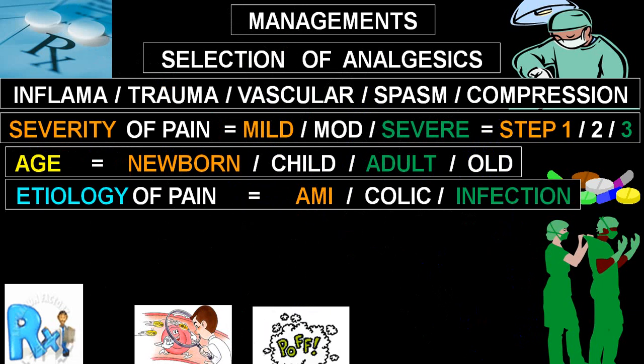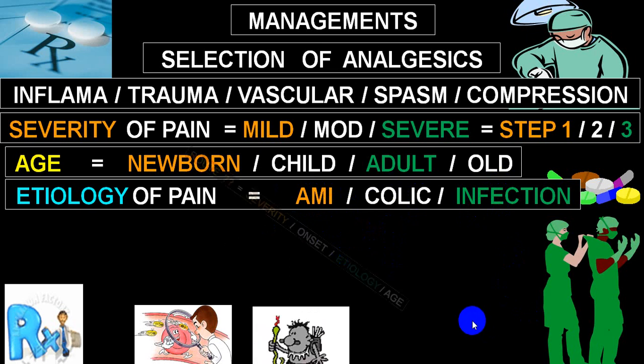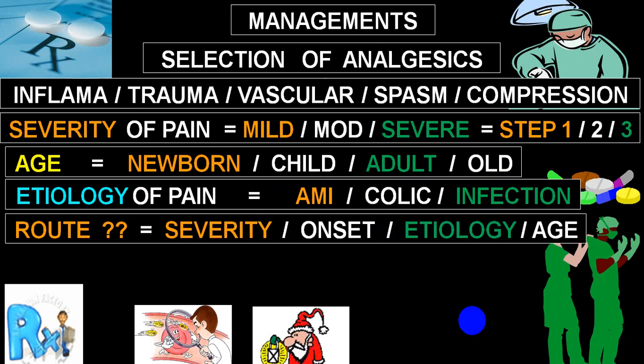It depends upon the etiology: acute myocardial infarction, colic, infections. Say in case of an infection, you don't utilize steroids. In the presence of colic, you don't require a powerful analgesic, you require an antispasmodic. In a case of acute MI, you will require opioids. NSAIDs will not work. So you have to think over all this.